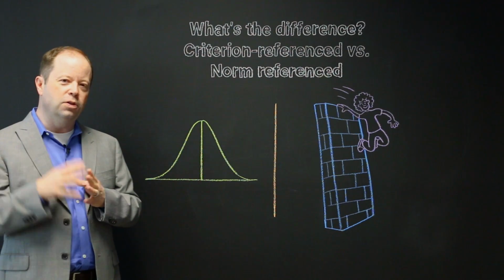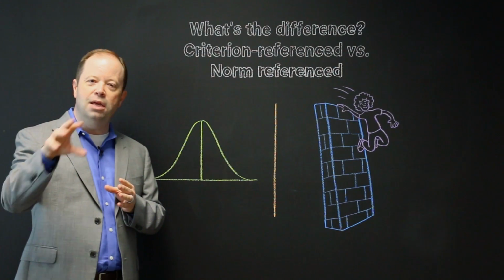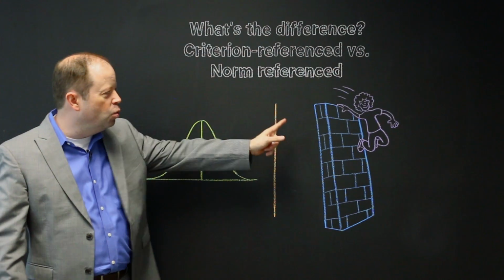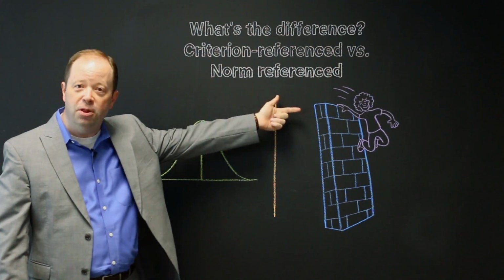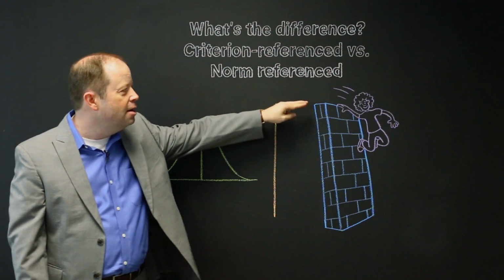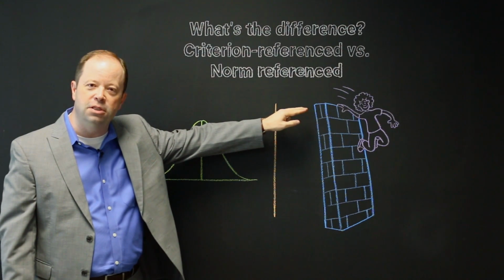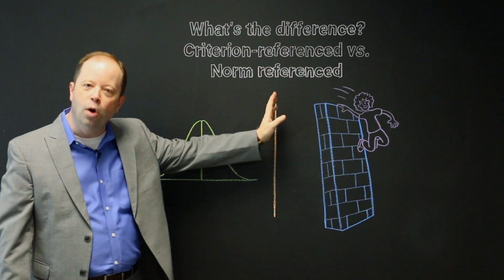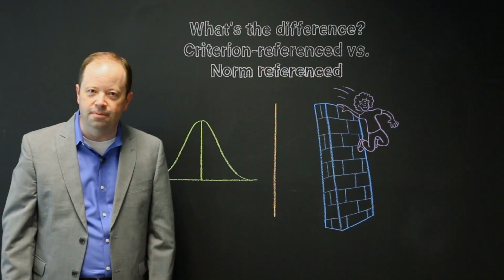In contrast, criterion-referenced assessments are not overly concerned about how all the kids perform. What they're concerned about is, do the students meet the expectation that is set? So was the student able to reach the top of the wall and make it over to the other side? This is the level of performance that was expected of them. Were they able to clear that?